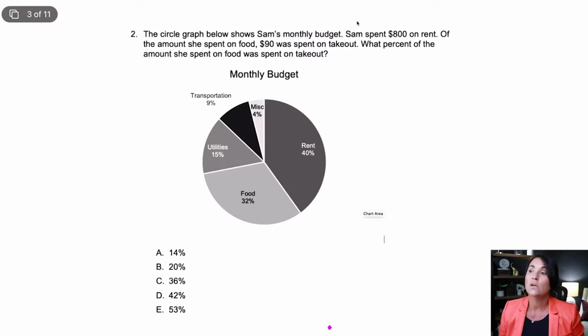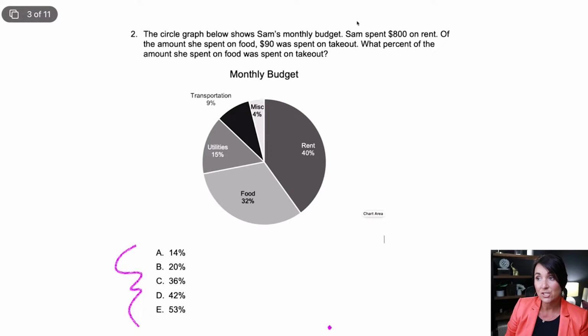Number 2 is going to be proportions. This is a little bit of a difficult proportion because you're only given a little bit of information here and you have to find the rest of the information. So first I want to look at my answer choices, and I can see that they're all in percentages. I notice that this is a pie graph or a circle graph, whatever you want to call it. Let's read the question stem. What percent of the amount she spent on food was spent on takeout?